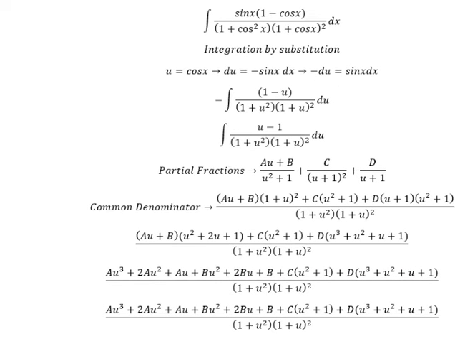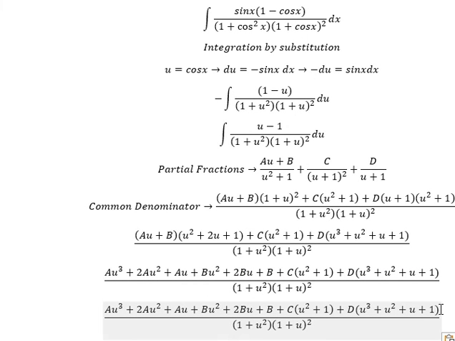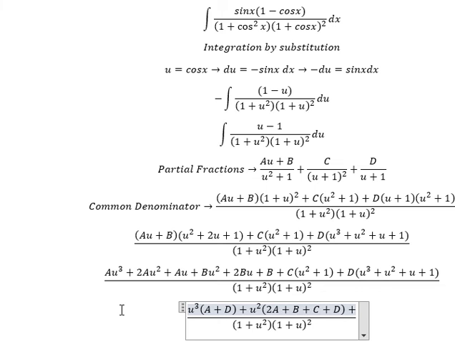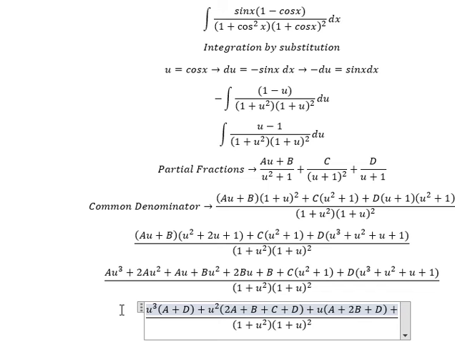Next, we need to arrange based on the terms of u. About u to the power of 3, we have a plus d. About u squared, we have 2a plus b plus c plus d. About u, we have a plus 2b plus d. About the numbers, we have b plus c plus d.